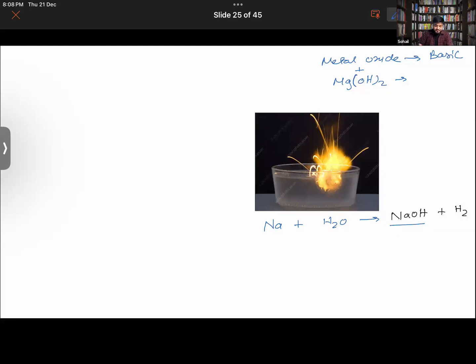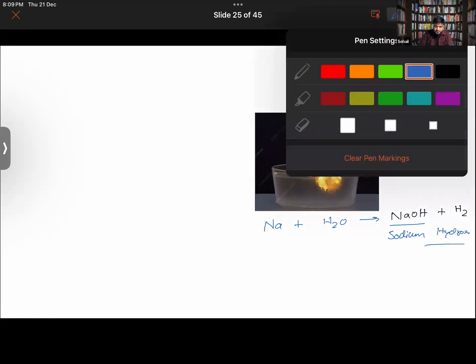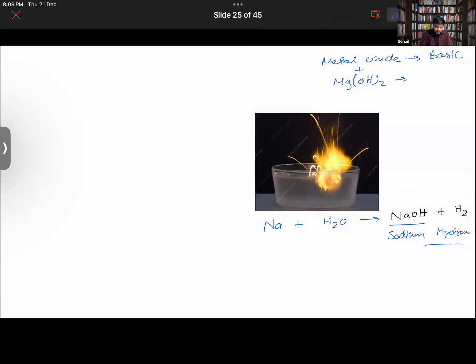Now let's continue. And this is sodium hydroxide. Remember the name of the base, sodium hydroxide. Then what about metals like magnesium? क्या magnesium cold water के साथ react करता है? No.